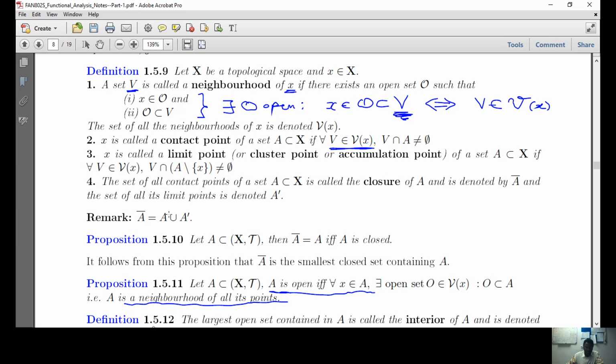You know what a limit point is? This is the definition of a limit point in terms of neighborhoods, right? And the closure is the union of the set with its contact or limit points. So that's the closure.